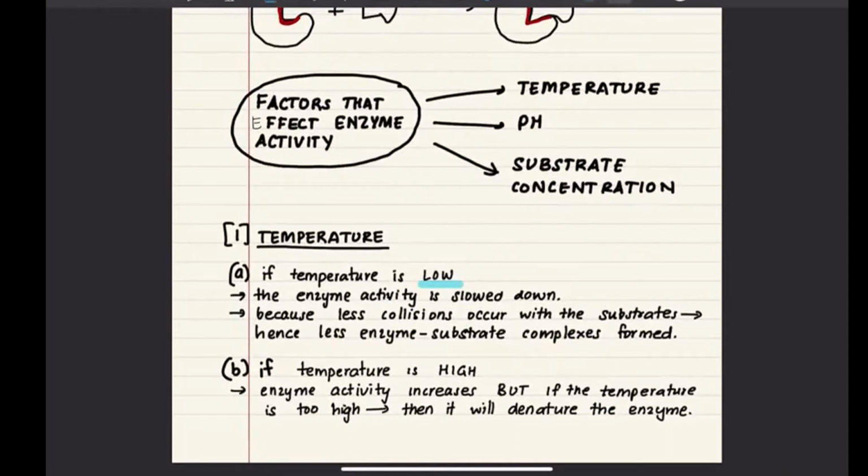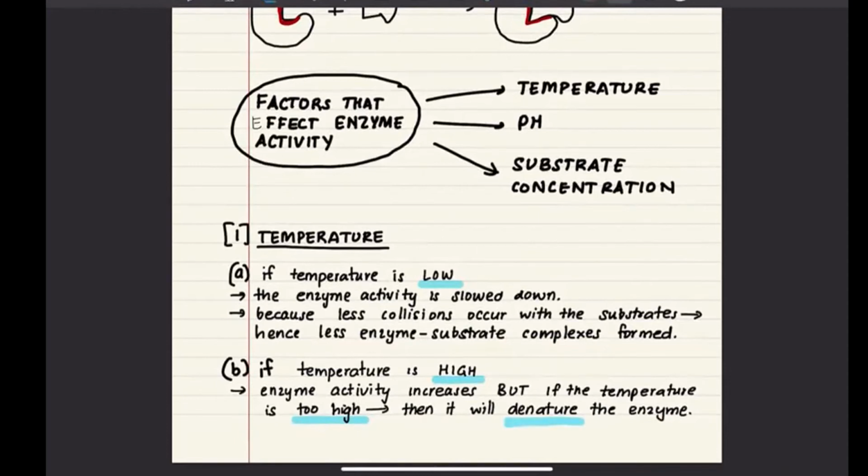And the next thing is if the temperature is high. If the temperature is high, the enzyme's activity increases. But if the temperature is too high, that means really high, around 100 degrees Celsius, then you're going to have a problem because it's going to denature the enzyme. So that's another key word which the mark scheme looks for: denature.